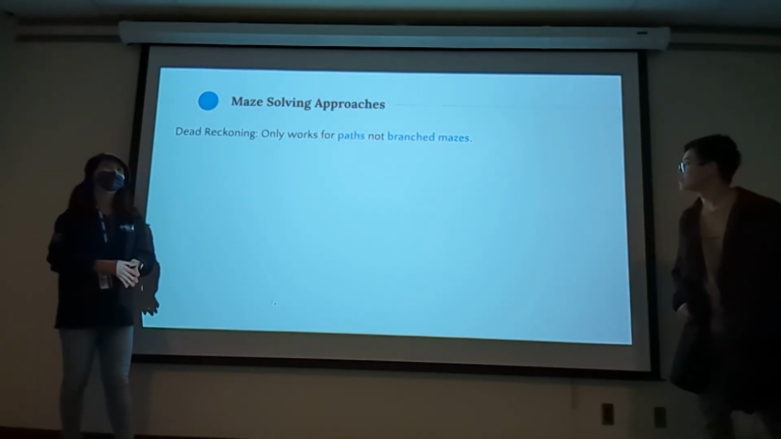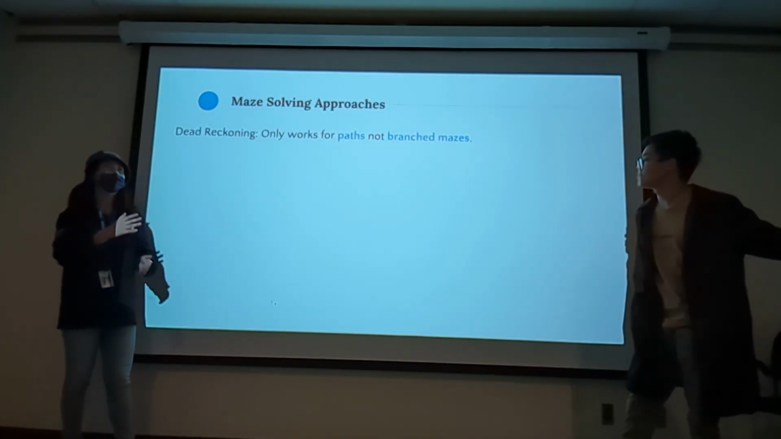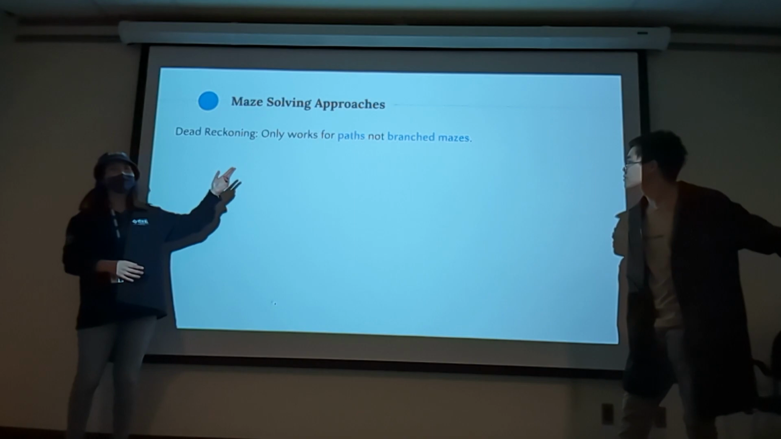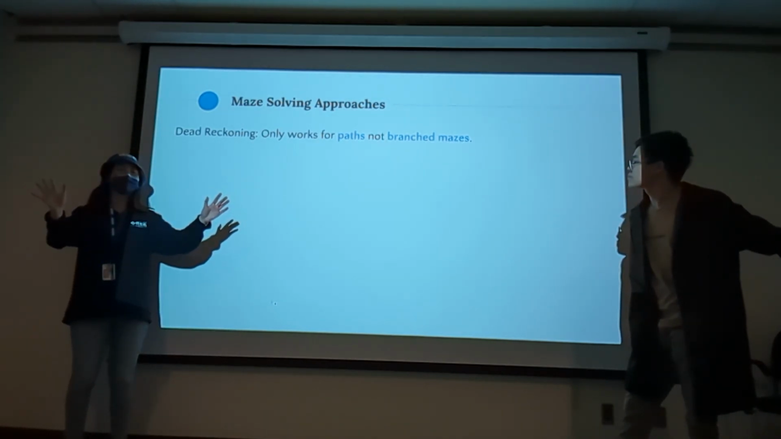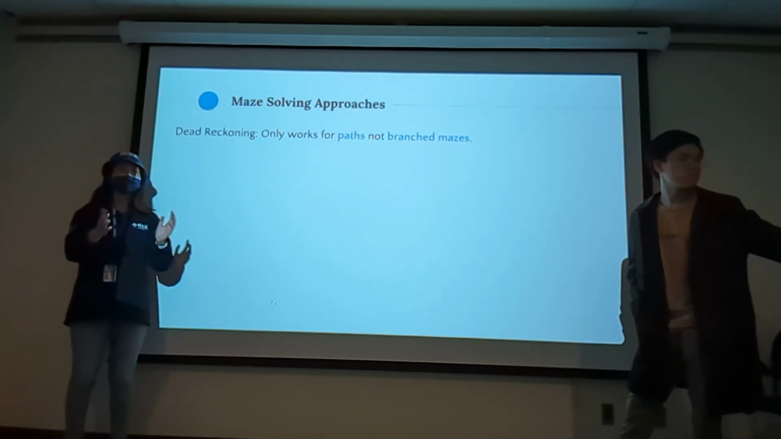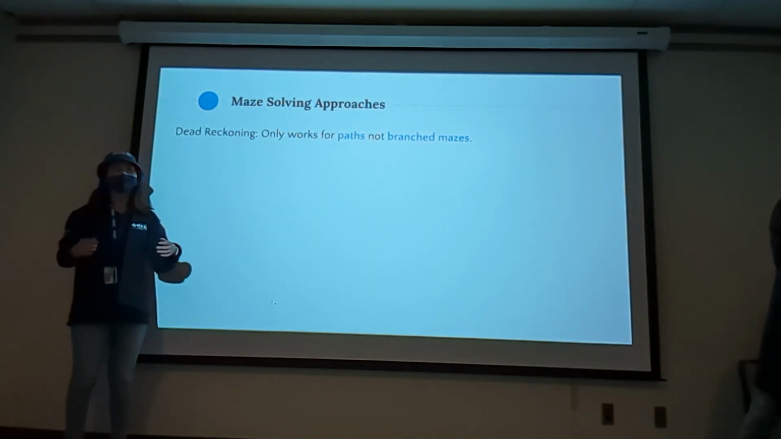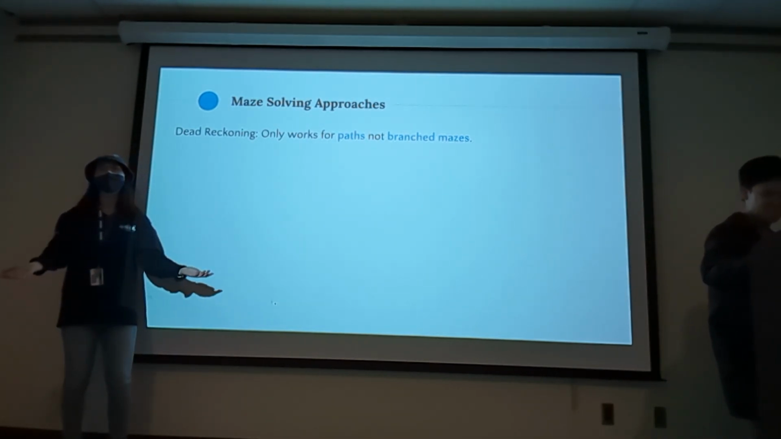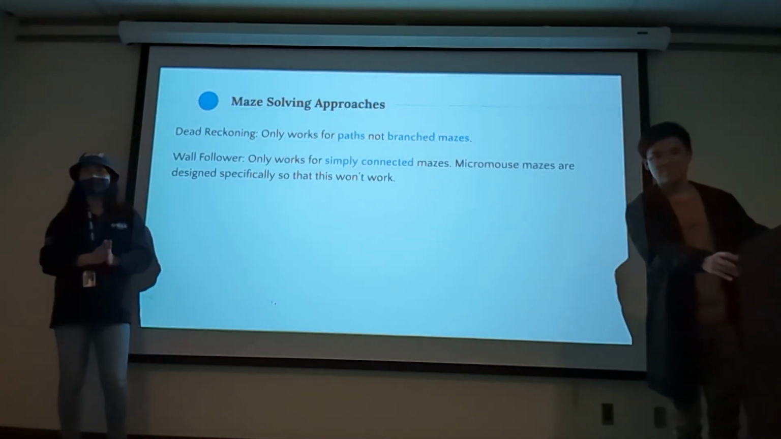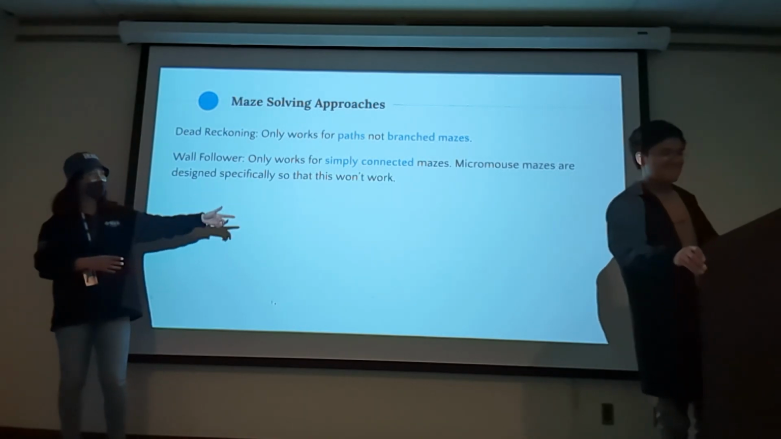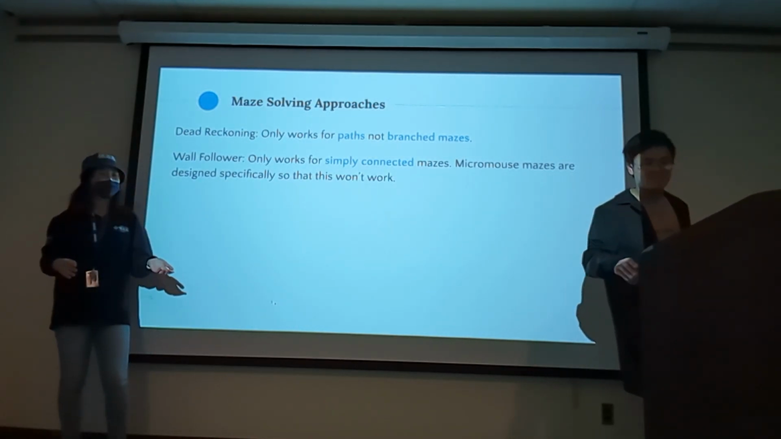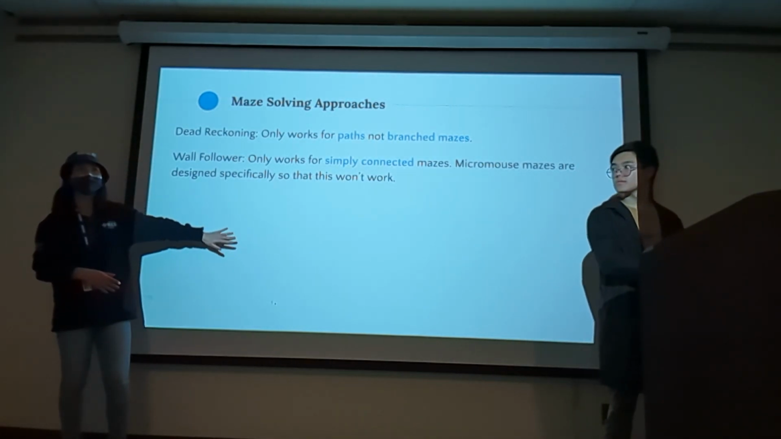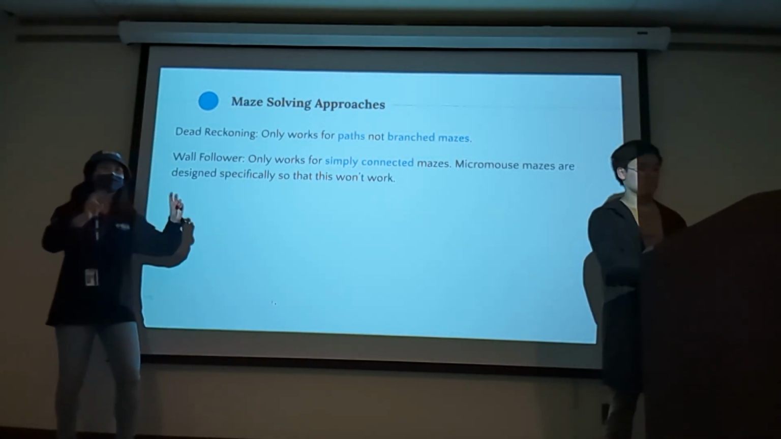There are several different approaches. We're going to briefly talk through them, with pros and cons, why they work, and why they don't work for what we're doing. Dead reckoning, like I said, only works for paths and not branched mazes. If you have several paths that your mouse can go into, dead reckoning might cause your mouse to not go in one direction, and that one direction may contain your end goal. Then wall follower only works with simply connected mazes. Micromouse mazes are designed so that this doesn't work with the goal we set in the middle. It just always traces the left wall, having your hand on the left wall until you reach the so-called exit.